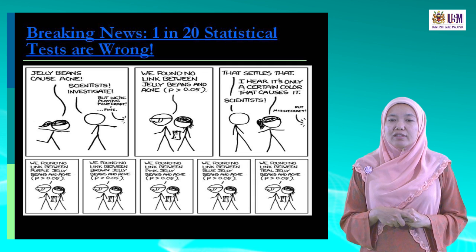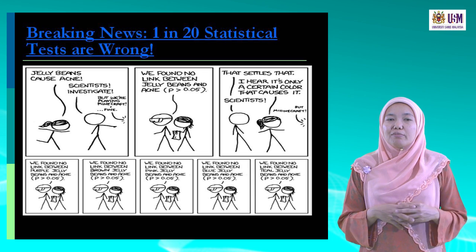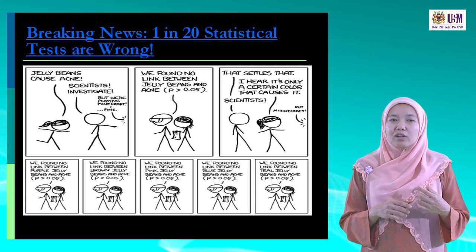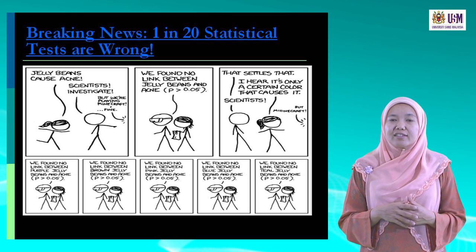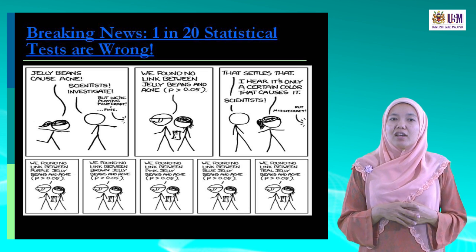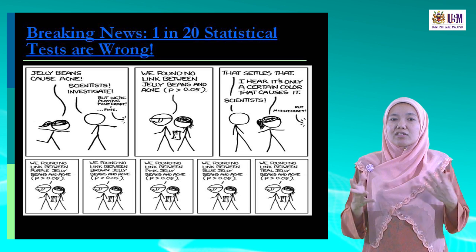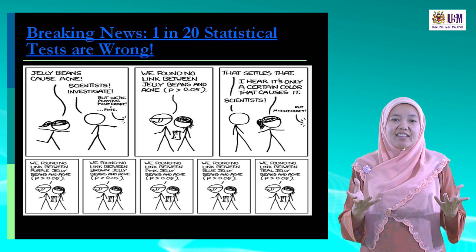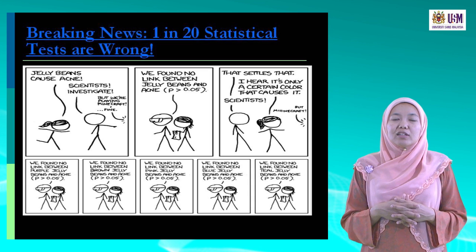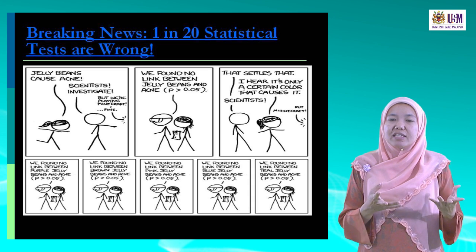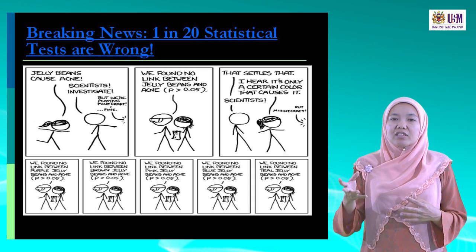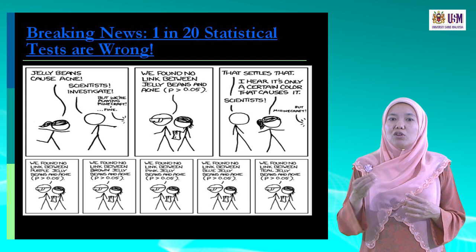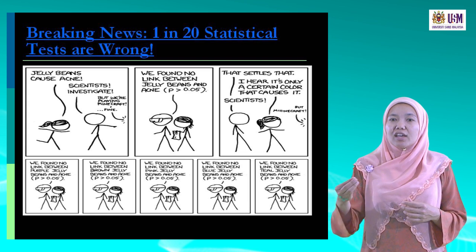One thing when we discuss hypothesis testing is that it's possible that your tests are wrong. So in this cartoon, it shows that if you keep on doing the test, it's possible. In this case, we start with a statement that you are testing whether jelly beans cause acne. And then you found that there is no link between jelly beans and acne with a probability greater than 0.05. No link means you fail to reject H0.